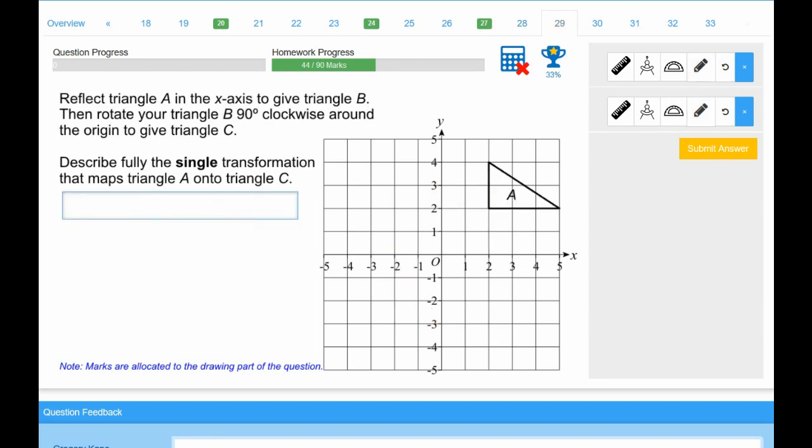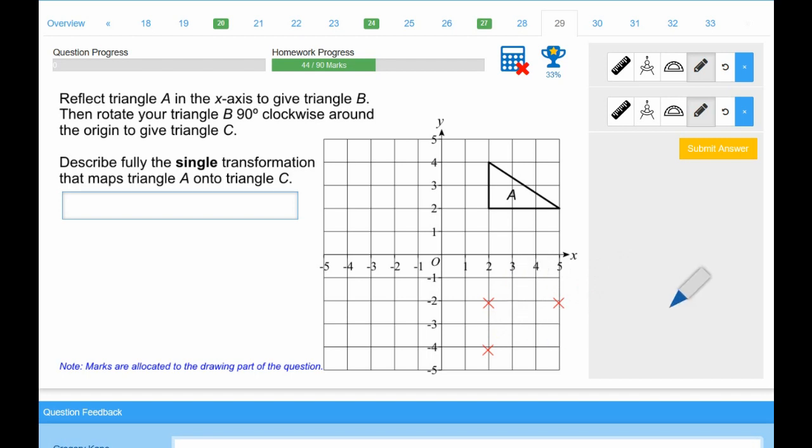Question 29. We are reflecting A in the x-axis. So again, very quickly, let's have a go at that. In the x-axis, that's 2 above, so it's 2 below. That one's 2 above, so it becomes 2 below. This one is 1, 2, 3, 4 above, becomes 4 below. And there is my triangle B.